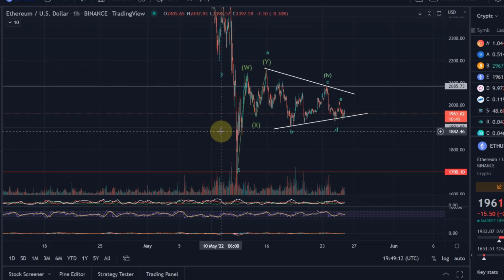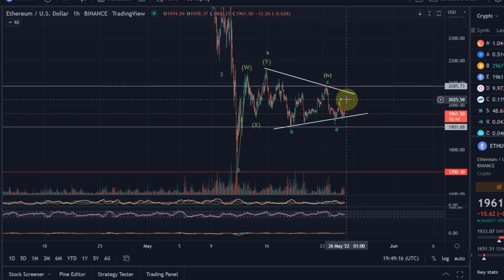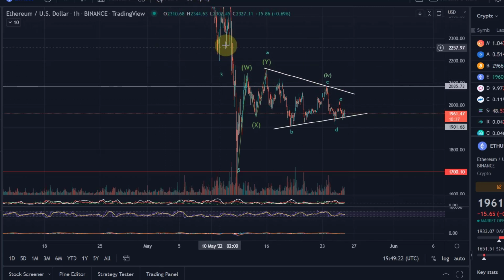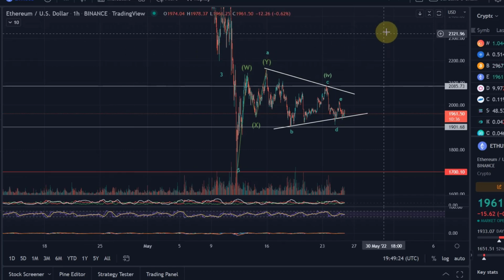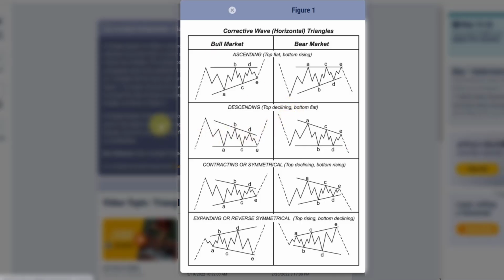So yeah, we are looking here at an ABCDE Elliott Wave triangle, and because we have so many triangles at the moment in all the crypto charts, I just wanted to give you a quick view on exactly that on this website, elliottwave.com. It could be a better explanation just to see these as an illustration.